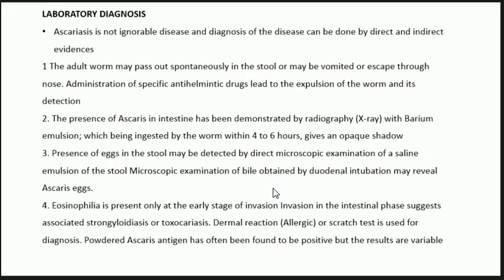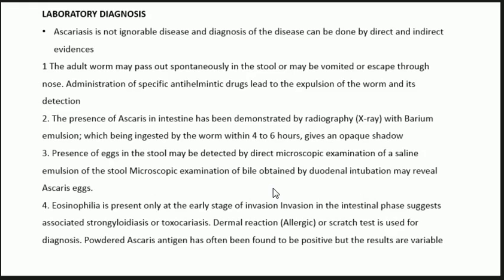The presence of eggs in stool can be seen under direct microscopic examination or a saline emulsion of stool. Microscopic examination of bile obtained by duodenal intubation may also reveal the Ascaris eggs. At the same time, eosinophilia is present only in the early stage of invasion. In the intestinal phase, it suggests associated strongyloidiasis or toxocariasis. So this may lead to a dermal reaction, or the Casoni test is used for diagnosis.